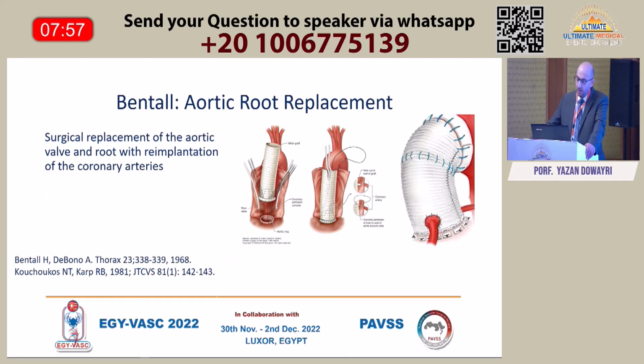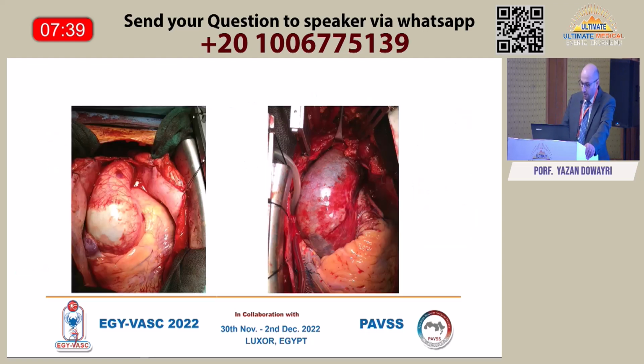The Bentall procedure is an open aortic procedure first described in the 1960s by Dr. Bentall in the United Kingdom. It involves surgical replacement of the ascending aorta, aortic root with reimplantation of the coronary arteries, and also replacement of the aortic valve. It's performed for all pathologies of the aortic root, whether dissections, acute and chronic, or aneurysmal degeneration.